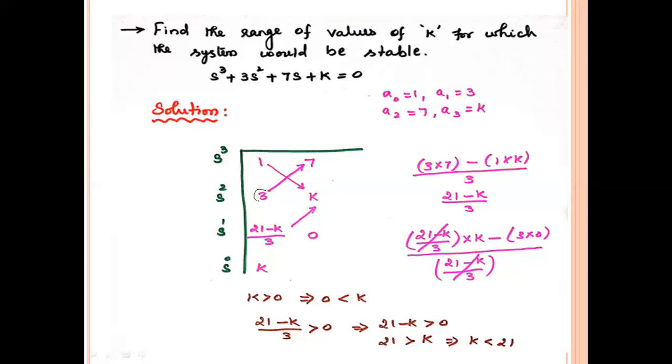Then next you have to divide by the base value. Therefore, 3 into 7 minus 1 into K, divided by 3. 3 sevens are 21, minus K, divided by 3. So this is the value for the first element of your row 3. Then for the second element there is no value, so we will put 0.